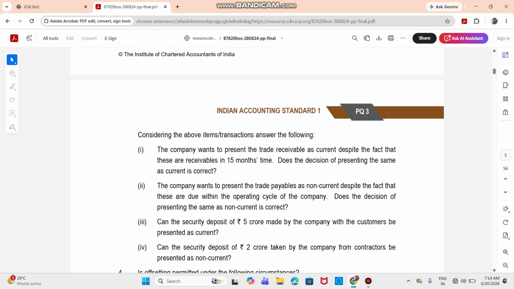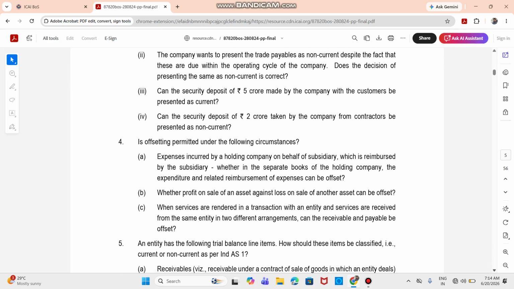So considering all the above items, the company wants to present the trade receivables as current despite the fact that they are receivable in 15 months' time. Is the decision of presenting the same correct? Next, the company wants to present the trade payables as not current. Next, can the security deposit made by the company be presented as current? Next, can the security deposit of 2 crores received by the company from contractors be presented as non-current? So these are the various scenarios.